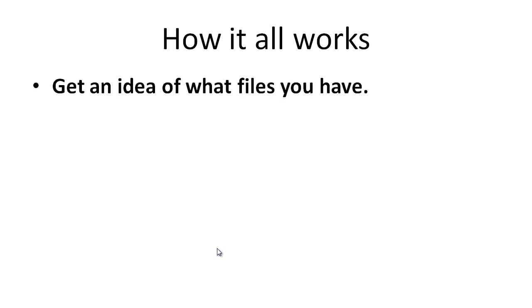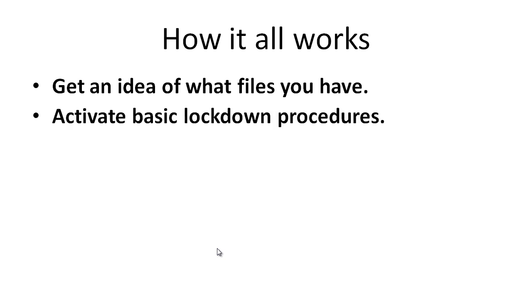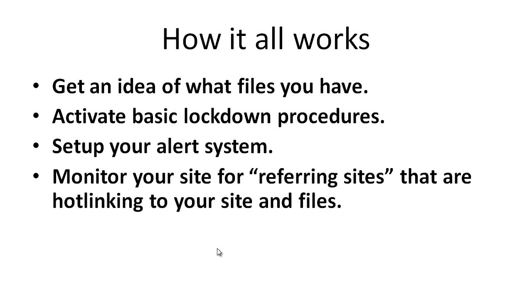Basically, it goes like this. You have to get an idea of what files you have. That's why I showed that to you in the first slide, so that you can create an attack plan. Then you need to activate basic lockdown procedures, which is video number 4, where we talk about locking things down using hot linking. Then, of course, you need to set up your alert system, whether you do the free route or the paid route. Whatever you do, you got to set that up. Then you want to monitor your site for referring sites that are hot linking to your sites and your files.